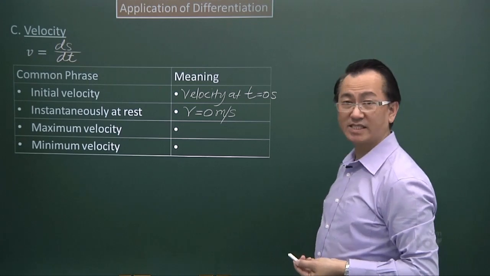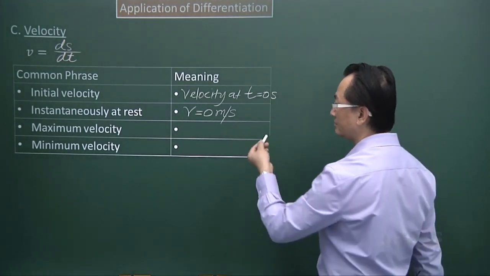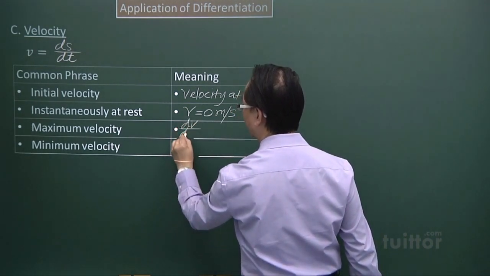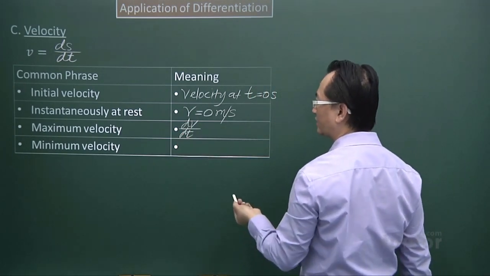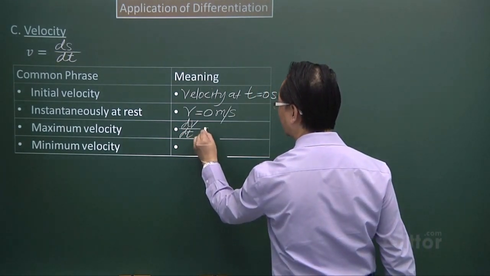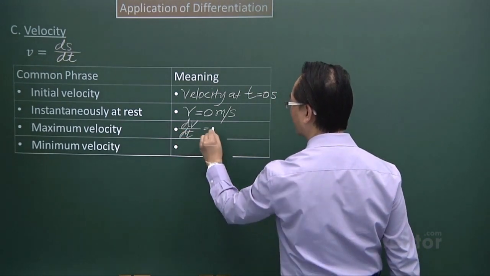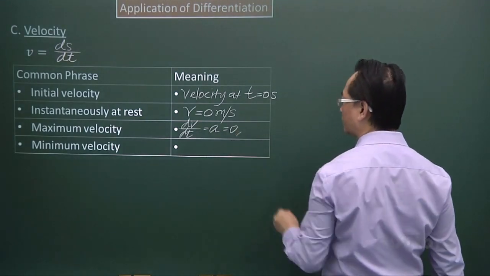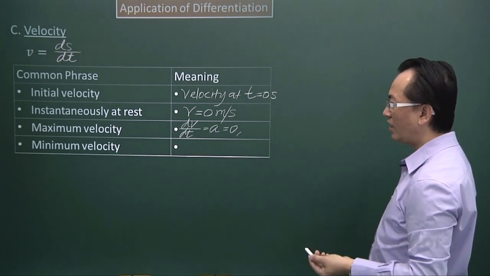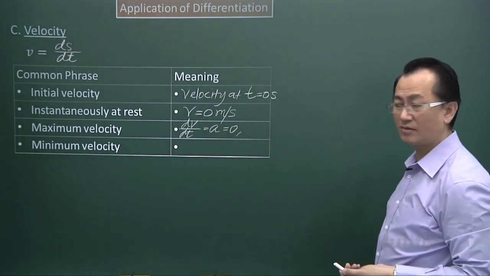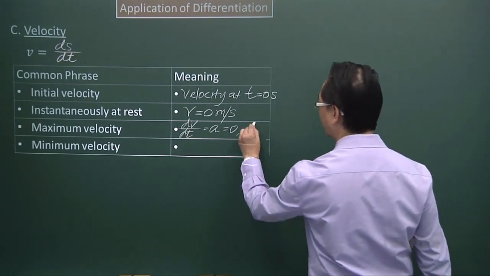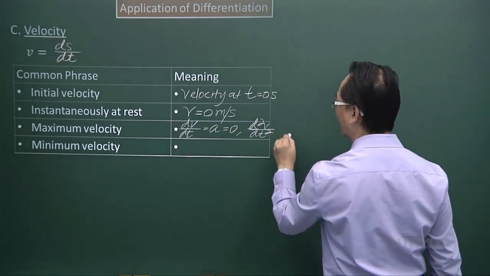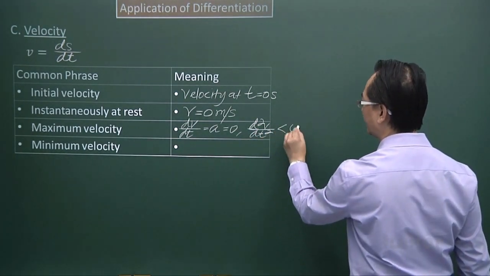So now we look at maximum velocity. The first derivative of the velocity with respect to t must be equated to 0, but that also is equal to the acceleration. Now, to determine whether the velocity is maximum or minimum, I have to look at the second derivative of the velocity, and that has to be less than 0.